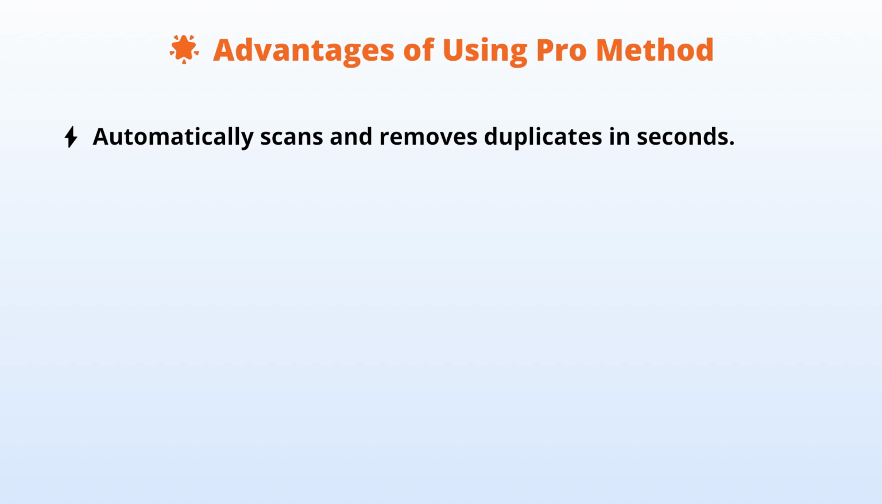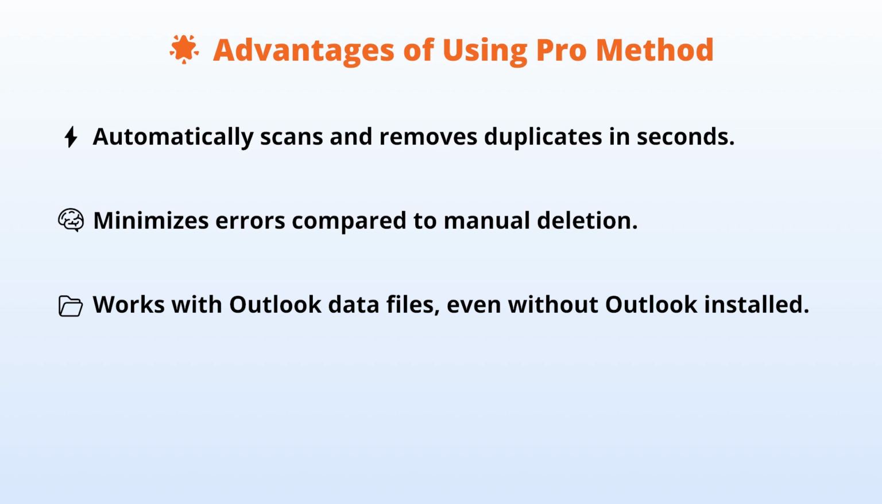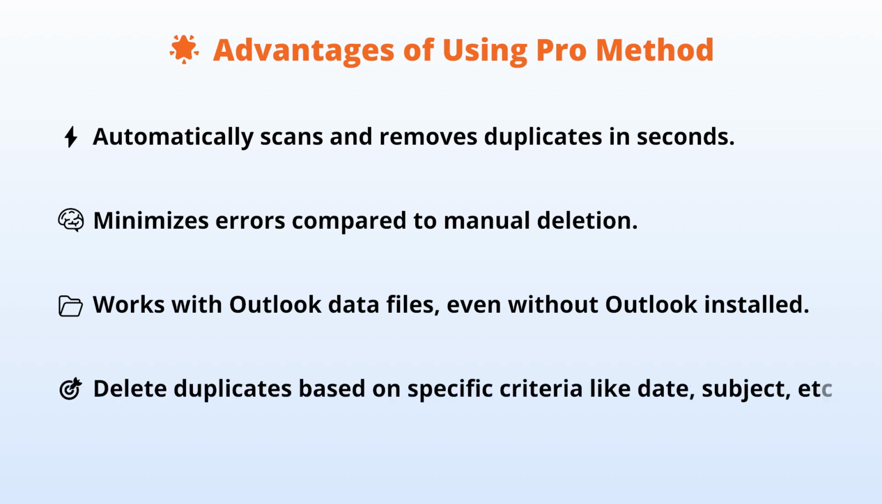Let's look at the advantages of using the Outlook Duplicates Remover. Automatically scans and removes duplicates in seconds. Minimizes errors compared to manual deletion. Works with Outlook data files, even without Outlook installed. Delete duplicates based on specific criteria like date, subject, etc.